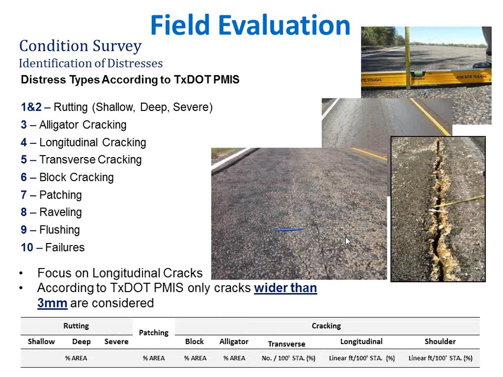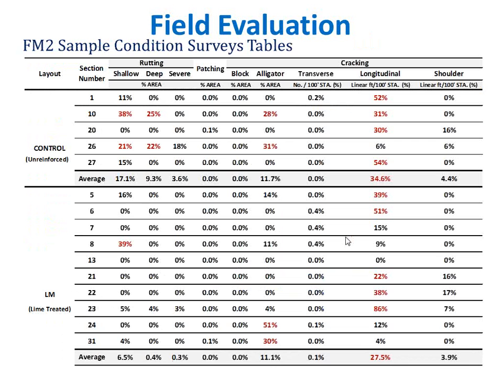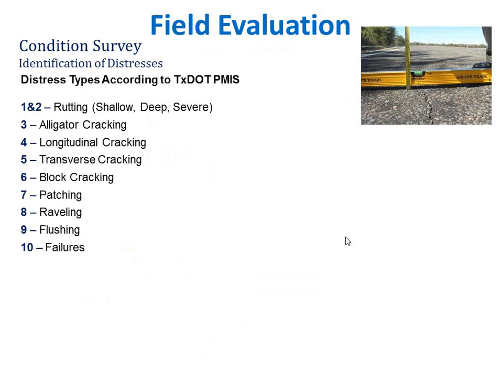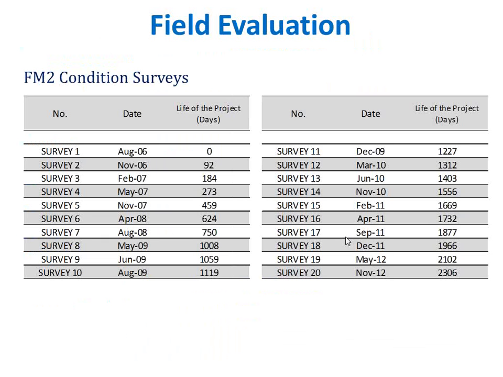We did follow TxDOT PMIS in the characterization. And these are the results. Actually, what I'm going to show you is the difference between the level of the survey. 2011 was a record dry season in Texas. So I'm going to show you the difference in performance in terms of longitudinal cracks between survey 14 and survey 18.